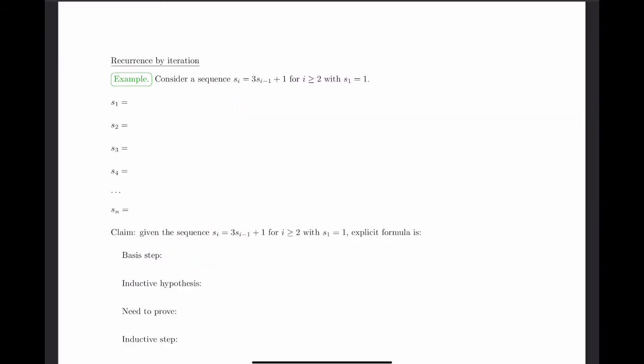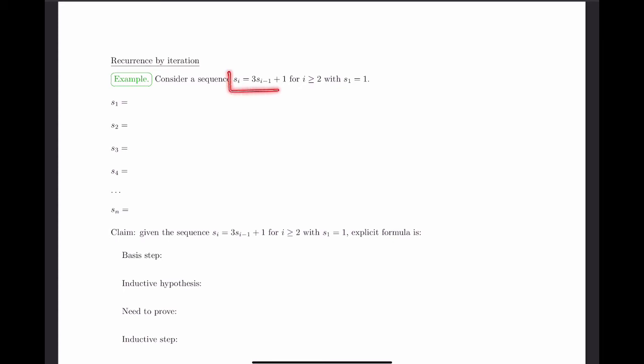Another method of guessing the actual formula for the recurrence is to do so by iteration. So instead of having the entire sequence and then guessing what each term represents, thinking about how the pattern forms as we go through composing one term at a time. So let's try it with this example.